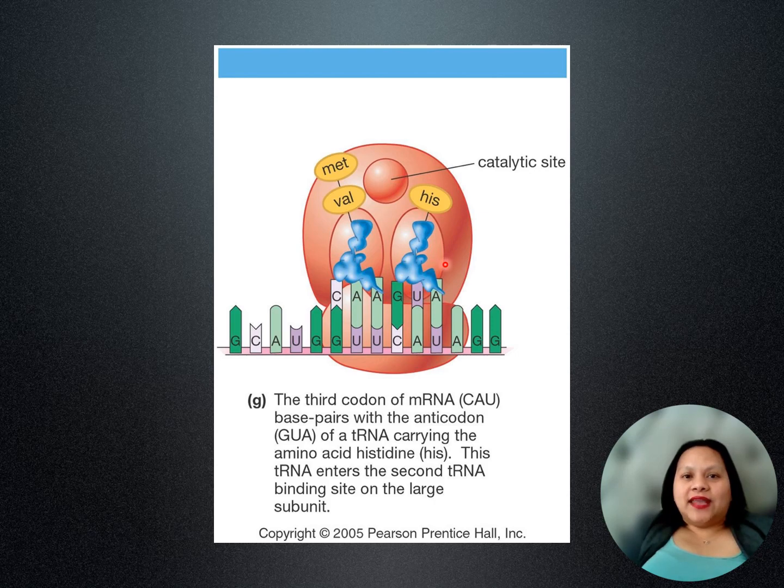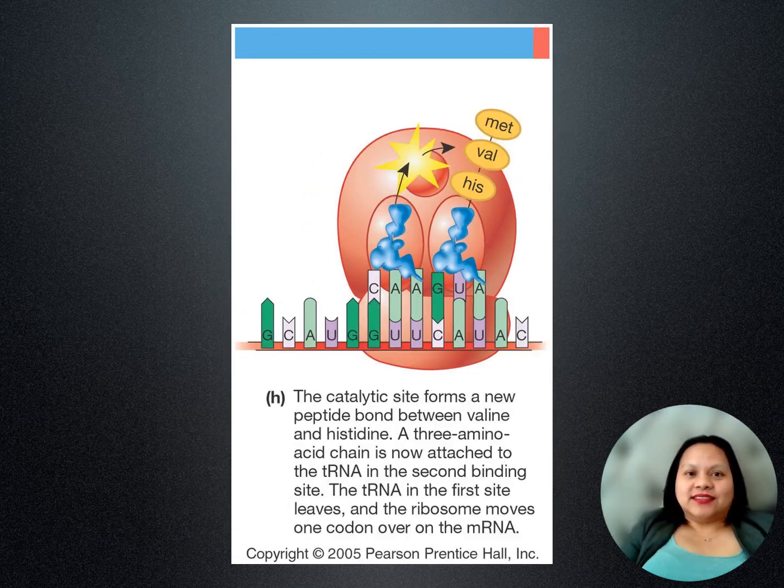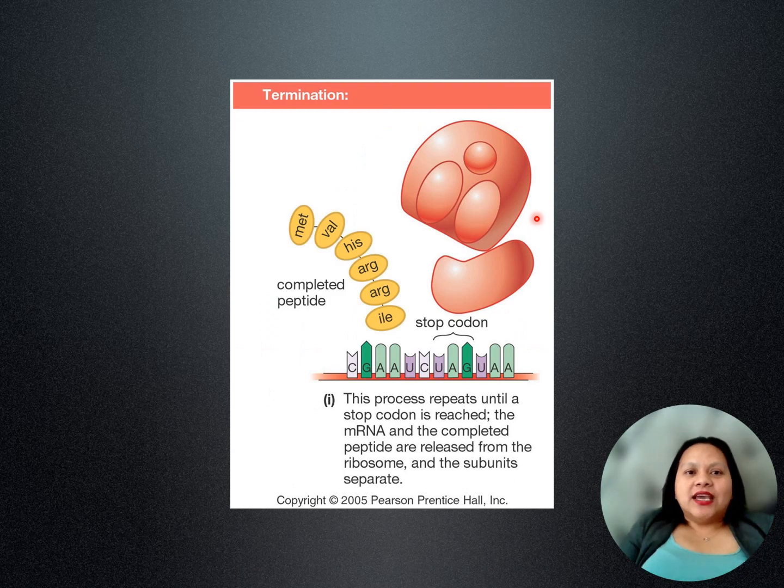This tRNA carries histidine, or His. A new peptide bond forms between Val and His on the catalytic site. The tRNA that carried Val will detach and find another Val in the cytoplasm. The mRNA strand then will shift over one more codon. The process continues until the ribosome finds a stop codon.